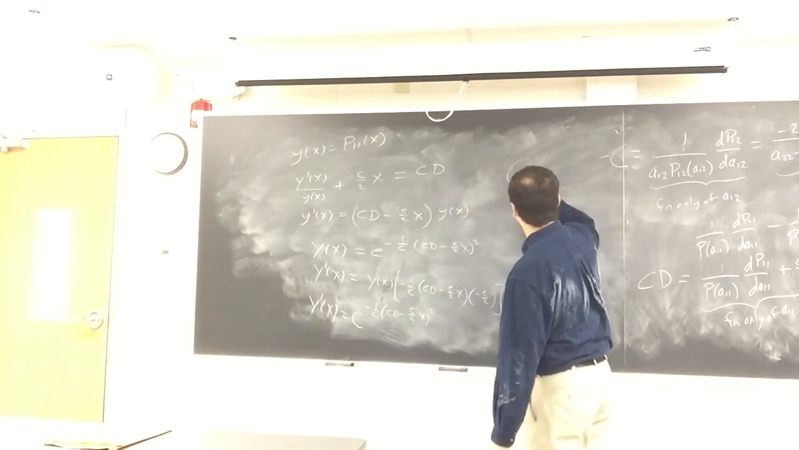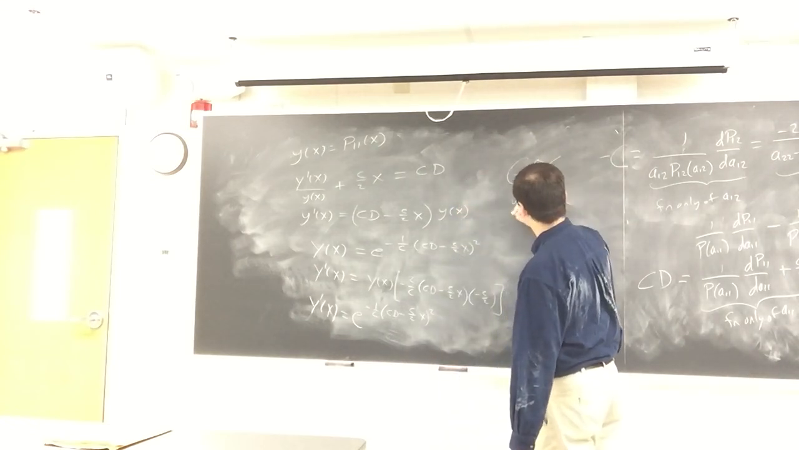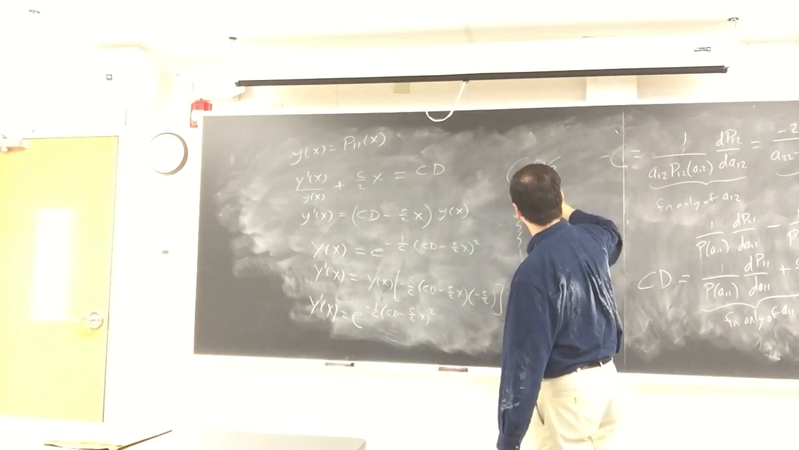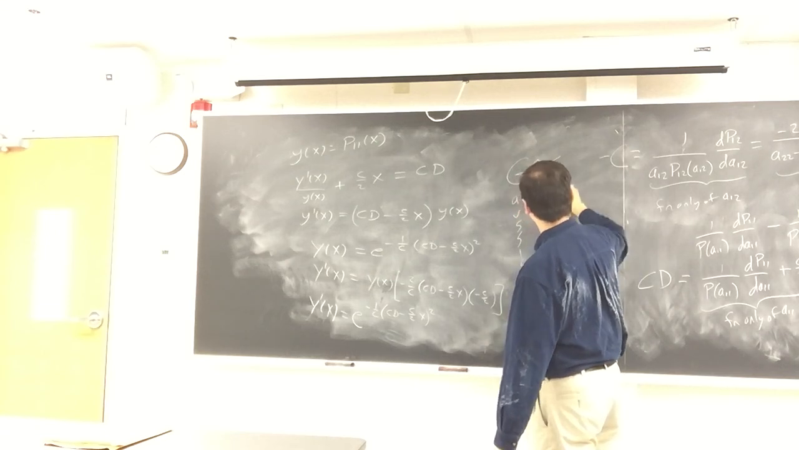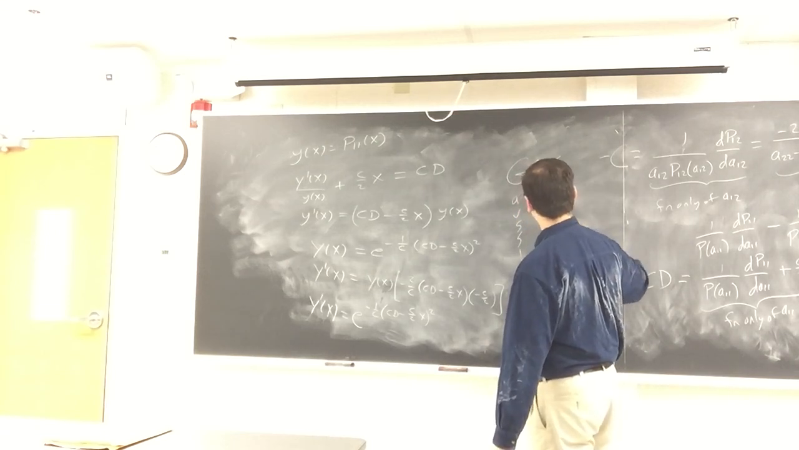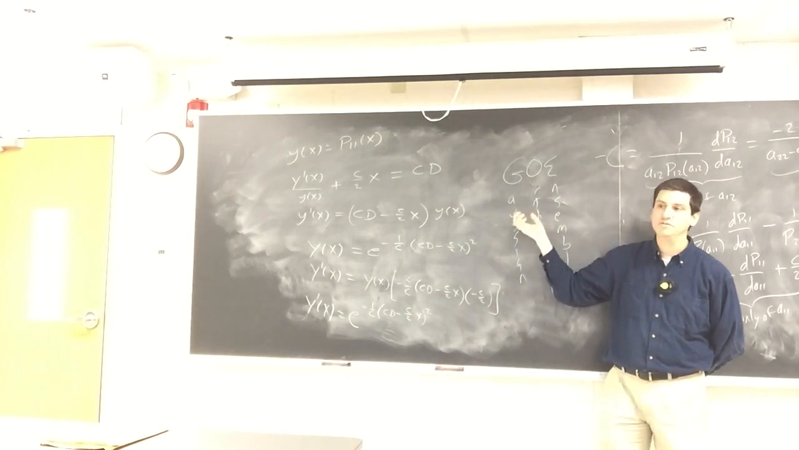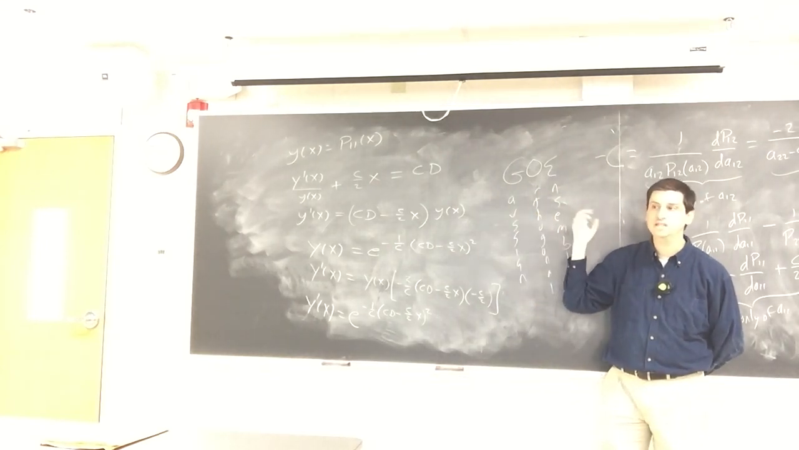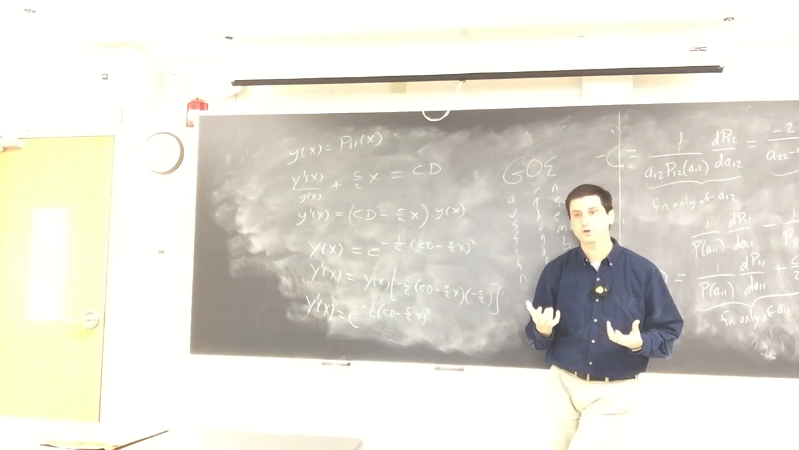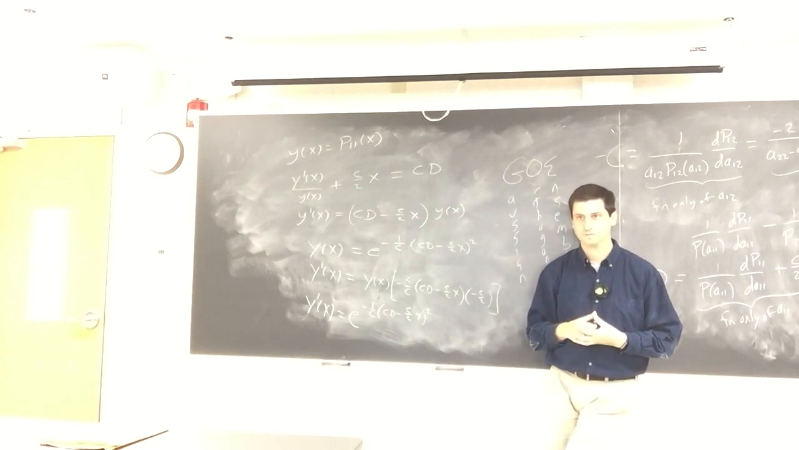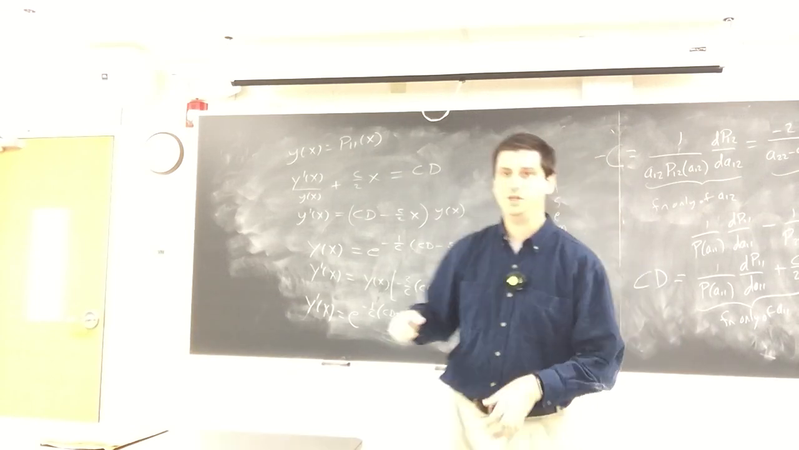So I should probably at least write the word on the board at least once. GOE, Gaussian, orthogonal, ensemble. So the word ensemble is basically like a set of matrices. The Gaussian means that the entries are coming from the Gaussian, and the orthogonal means that the probability is supposed to be unchanged under orthogonal changes of the variables. Okay. Good place to end.